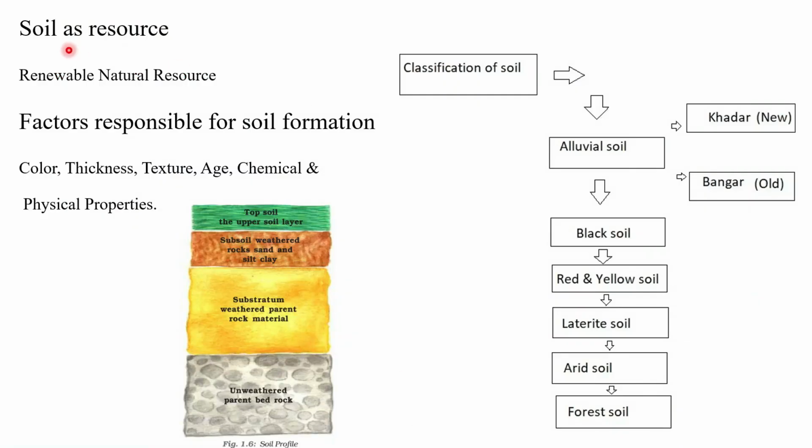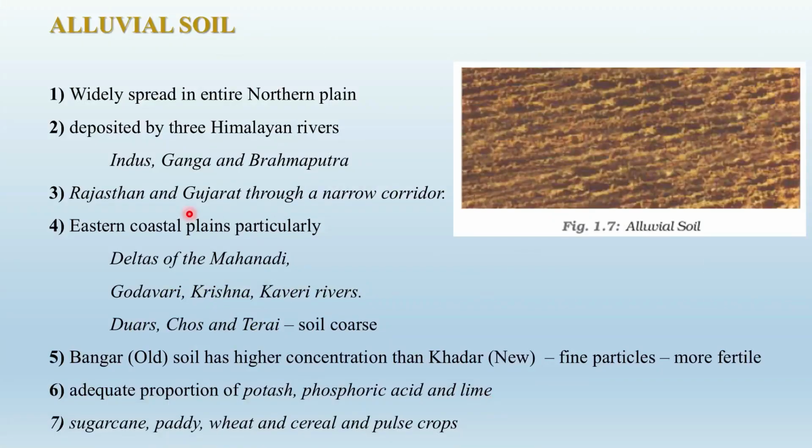Soil resource is the second main topic. Soil resource is a renewable, natural resource. Soil formation factors are given below and a soil profile picture is given below. Classification of soil is shown as a flowchart: alluvial soil, which is further classified as Bangar and Khadar. Then, black soil, red and yellow soil, laterite soil, arid soil and forest soil.